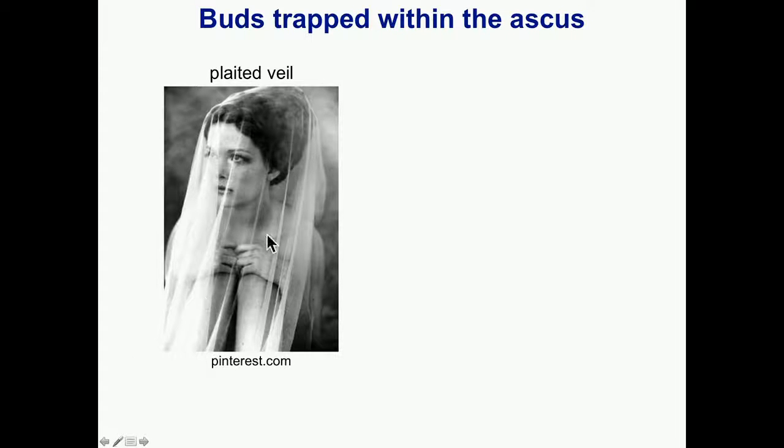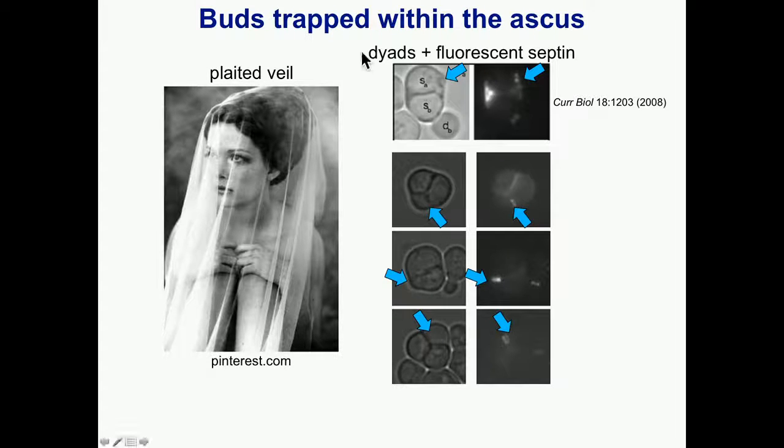So first, here's a picture of a plated veil that I took from Pinterest, and I think it is actually quite appropriate. And second, when I was thinking about the buds getting trapped within the ascus, I realized I'd actually seen this before in my own published data, which I showed you a few slides ago. That was when I happened to see some dyads, so asci in which only 2 spores are produced, which happens pretty frequently in strains of the S288C background. And you can see here that one of these buds was able to easily penetrate the ascus, but one of them seemed to be trapped within the ascus, which you can see with the fluorescent septum tag that I have here, the bud neck there.